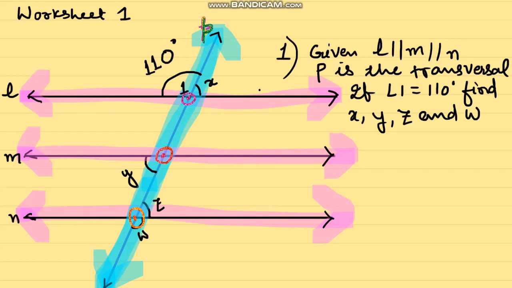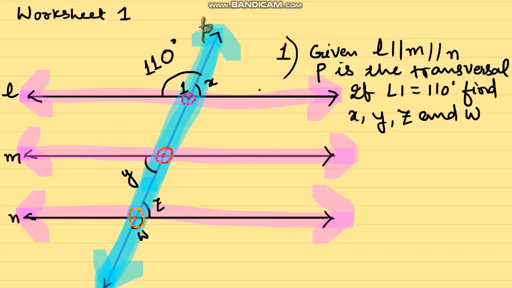Now if angle 1 is 110 degrees, see this children, angle 1 is 110 degrees. You have to find angle X, angle Y, angle Z, and angle W. So how will you do it? Children, just now we have refreshed about corresponding angles, alternate angles, and co-interior angles, linear pairs, as well as vertically opposite angles. Now using those skills, you can easily find out the values here.